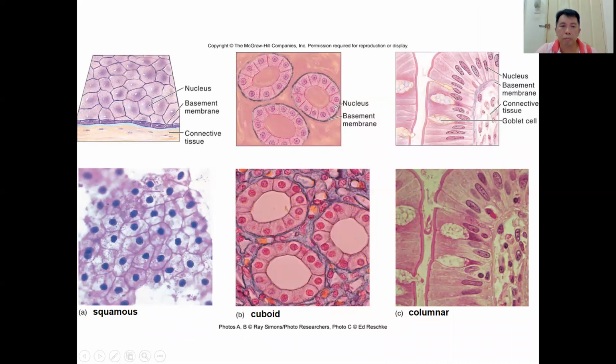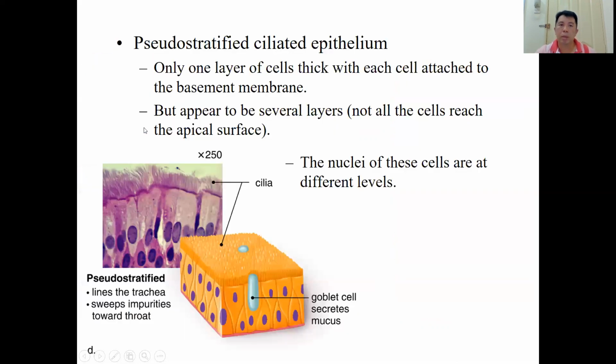So you already learned these three types of epithelial tissue: squamous, cuboidal, and columnar. So now at least you know the functions of these epithelia, according to the shape and also how many layers. All right. Then the next one will be the pseudo-stratified. Pseudo is false. Stratified is many layers.